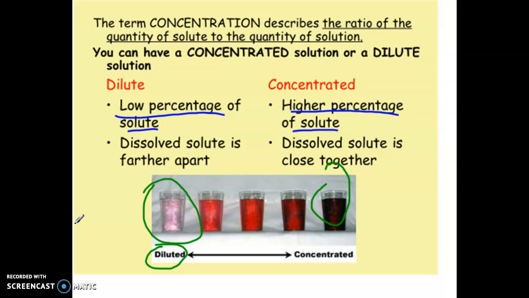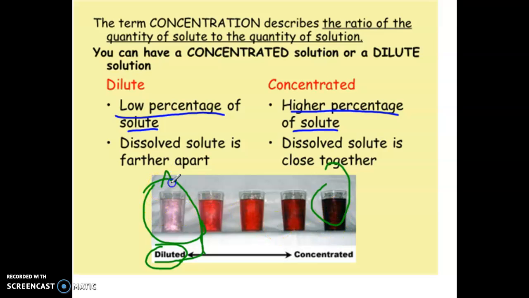Let's say maybe you added too much sugar into your tea and it tastes too sweet. One thing you can do to make it taste less sweet is to dilute it. So what you would do is add in more water. The less concentrated something is, the more dilute it is. Obviously, the more solute you add, the more concentrated it is.